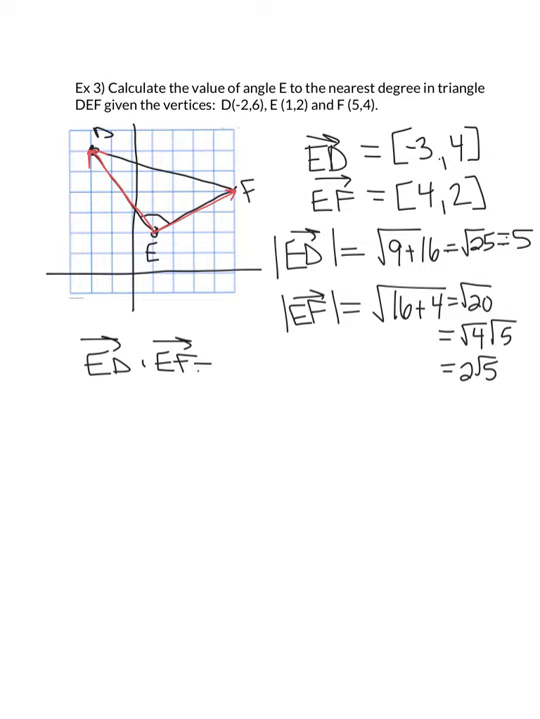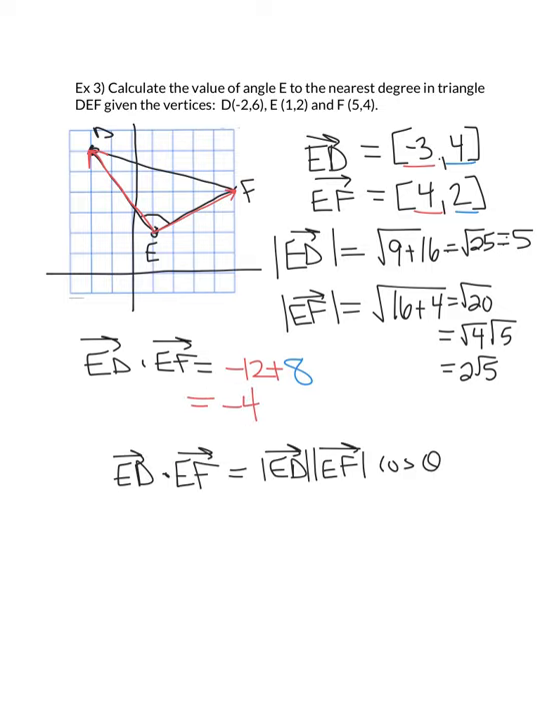So if I do that, and again, I'm just going to use some red up here, I'm going to multiply my x values, so -3 times 4, plus my y values, so 4 times 2, and that's going to give me a -4.